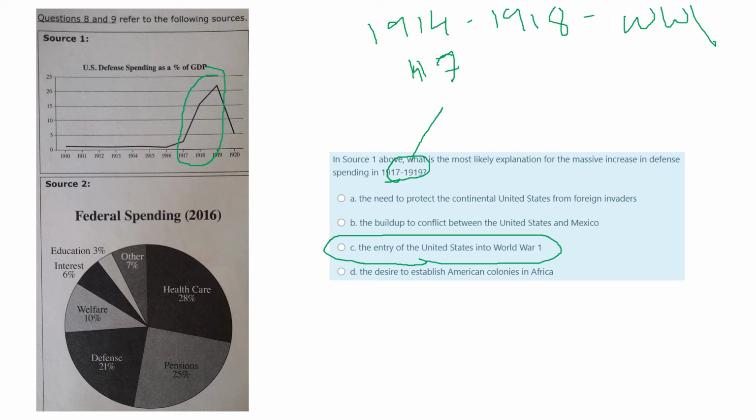America never had colonies in Africa. And America was never invaded. Okay, America was never really invaded, so it wasn't about protecting the United States of America. And the war between the United States and Mexico happened in the 1800s, not in 1917 to 1919. This is one of those questions where if you know your timeline, it's quite easy to infer what happened. This is during World War One.